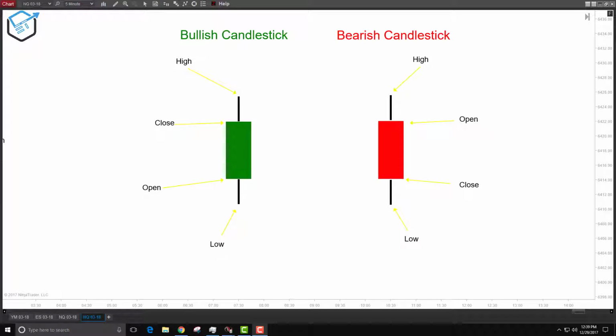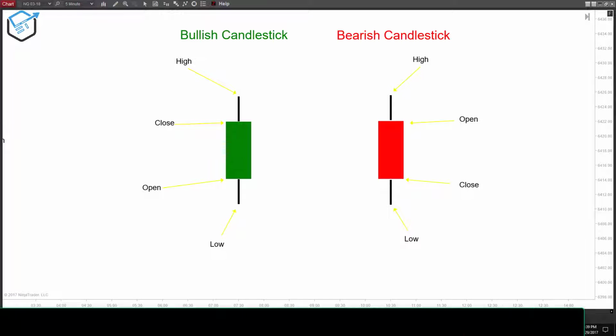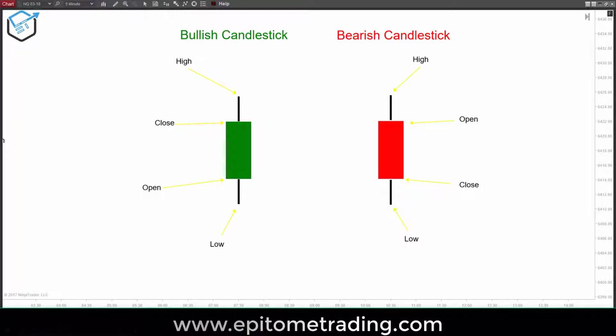The topic of today's video is how to read a candlestick chart for beginners. If you're a beginner, you've never traded before, or maybe you just started out trading and you're wondering, what is a candlestick? Well, there's really only three basic candlestick types, and we're going to cover all three in this video. The first type we're going to look at is a bullish candlestick.